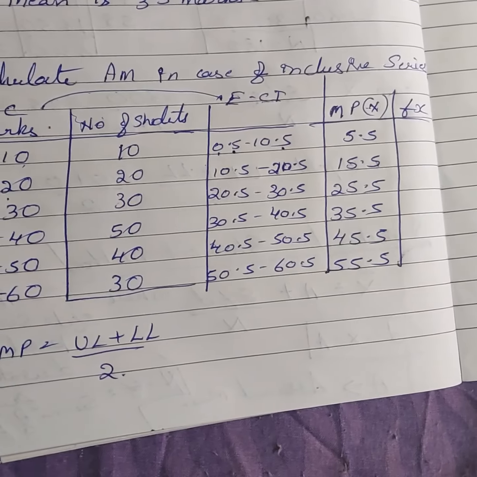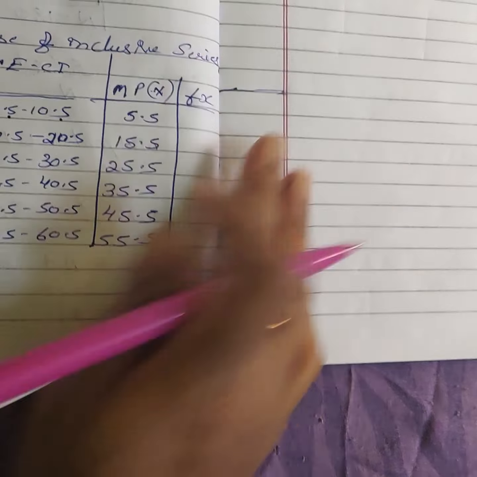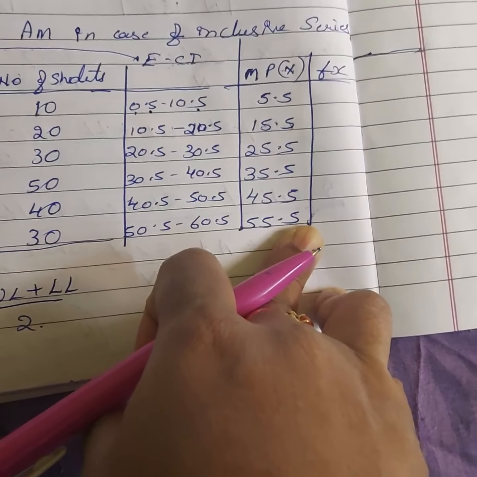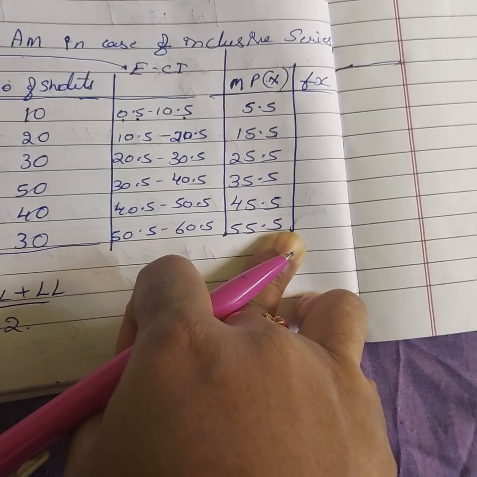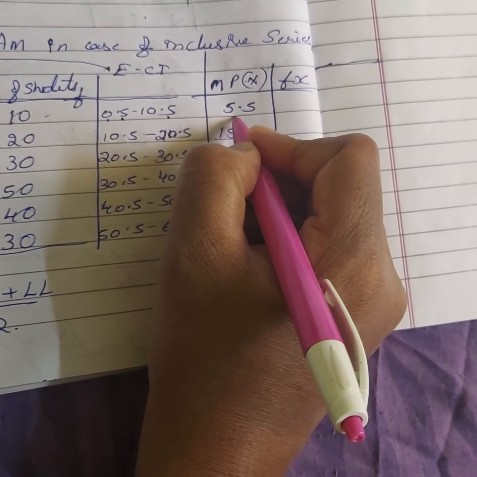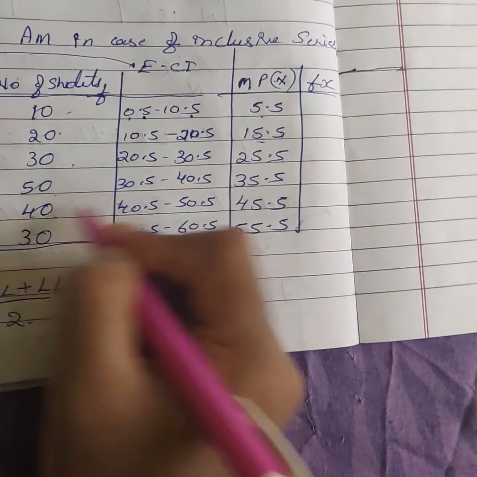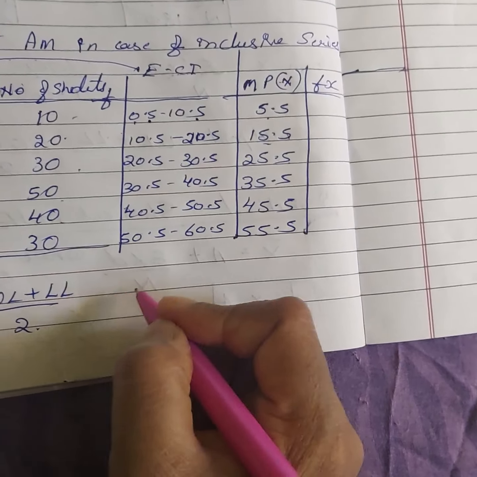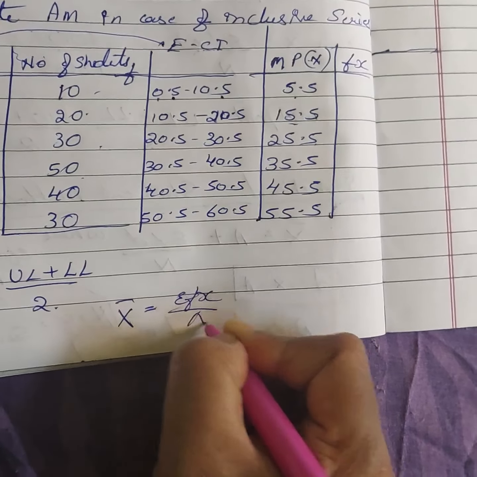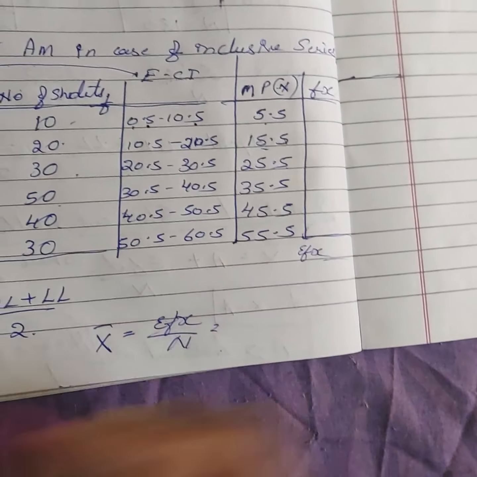Okay. For the shortcut method, you have to calculate d. This is for the shortcut method, so don't get confused. Okay. First finish up this. Here you have to calculate fx. How do you calculate fx? Multiply f into x. This into this. This into this. This into this. Total it up. Then the formula would be x bar is equal to sigma fx by n. So this total sigma fx, this total divided by n.